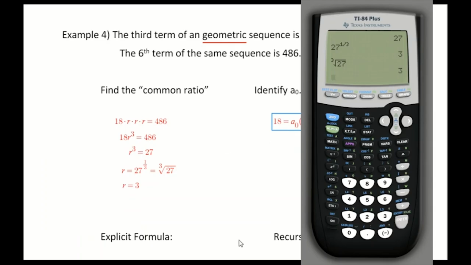So 3 cubed is, pretty sure that's 27, but just to make sure, 3 cubed is in fact 27. Okay, so we're good there. So we've got 18 equals a sub 0 times 27. Okay, and then we just need to divide both sides by 27. So this is not going to work out as a whole number.